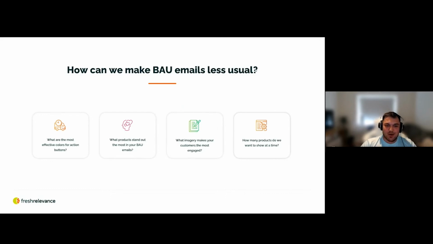And then finally, how many products do you want to show at a time in your business as usual emails at the bottom? Often you'll see 3 at the bottom. Is that maybe too much? Or is that maybe not enough? Do you want to maybe increase that to 6 or 9? Or maybe do you want to decrease it down to 1? As standard, we have up to 20 that you can include in any given recommendation smart block. So definitely think about what you want to do with it.